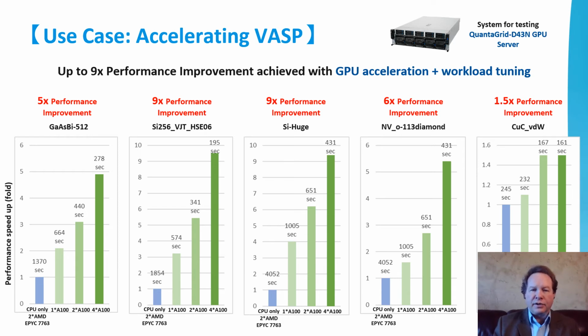Overall, there is a 5 to 9-fold performance improvement with 4 GPUs versus the CPU only. The system used for testing is QCT's AMD-based GPU server, the QuantaGrid D43N, which supports up to 4 NVIDIA A100 GPUs.